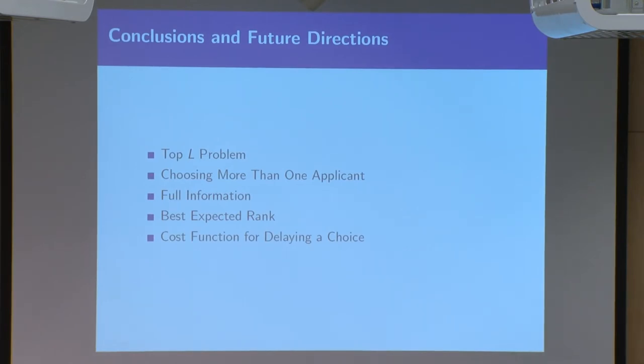A fundamentally different extension would be the full information model, where the interviewer knows much more than just the relative ranks of the applicants, but also the cardinal scores of the applicants and the complete distributions of scores from which those cardinal scores come. And another fundamentally different extension would be the best expected rank problem, where the interviewer is trying to minimize the expected rank of the applicant he chooses rather than maximize the probability of choosing the best applicant. And finally, we can incorporate some sort of cost function for delaying a choice, as people do to model human behavior.